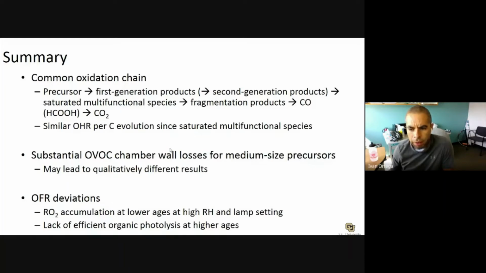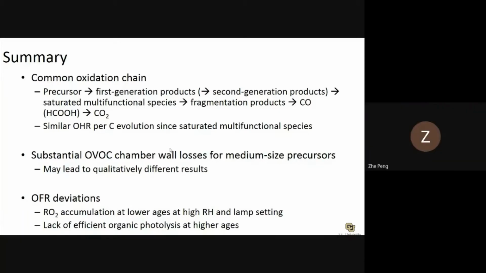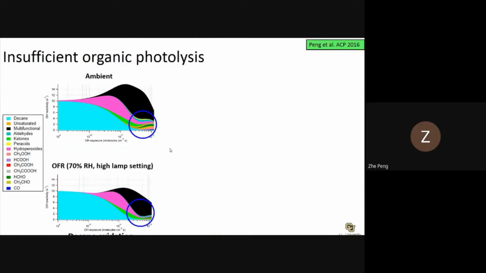Zhe, I just have a quick question. It's not really a question. Can you please expand why is there a lack of efficiency in organic photolysis in the OFR?